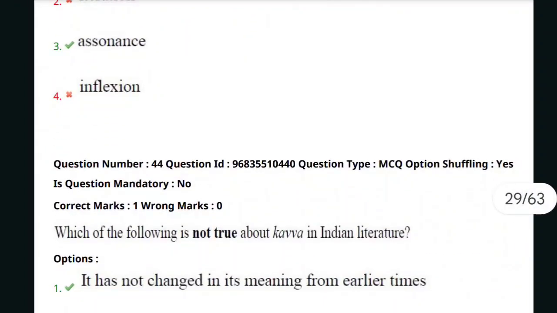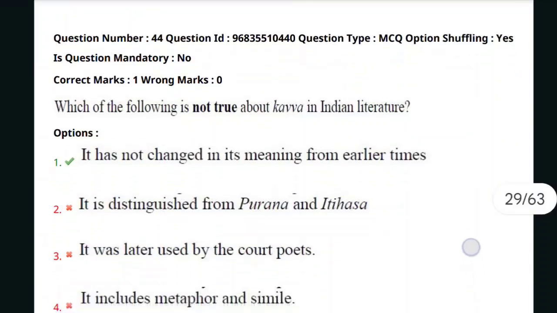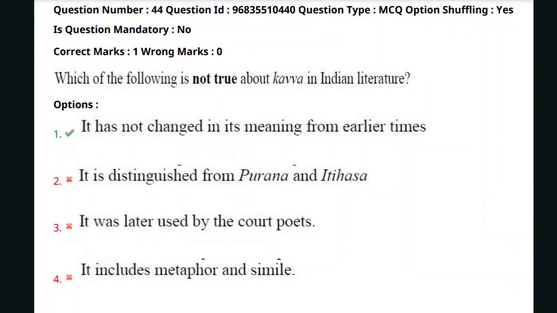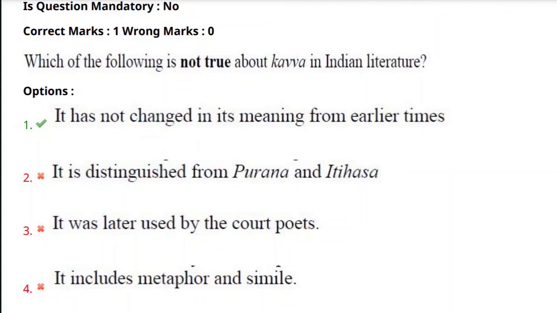Let's move towards the next question, the 44th question. Which of the following is not true about kavya in Indian literature? The options are: it has not changed in its meaning from earlier times; it is distinguished from Purana and Itihasa; it was later used by the court poets; it includes metaphor and simile.